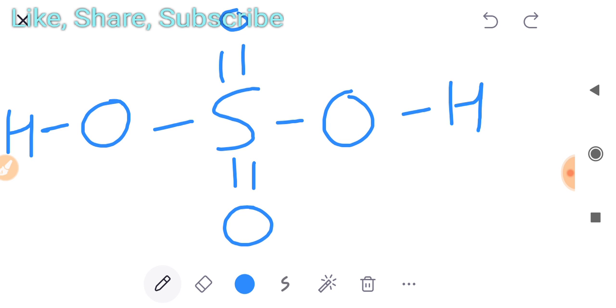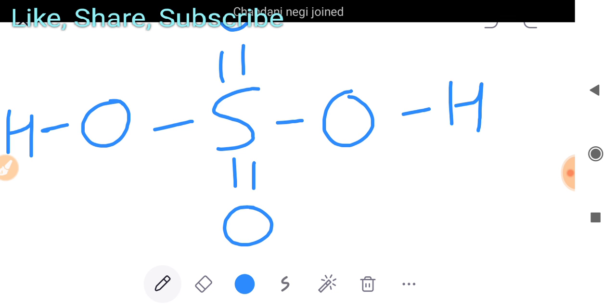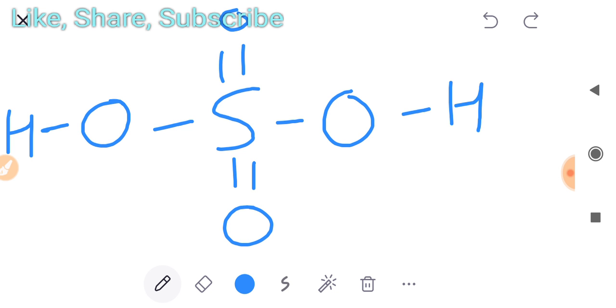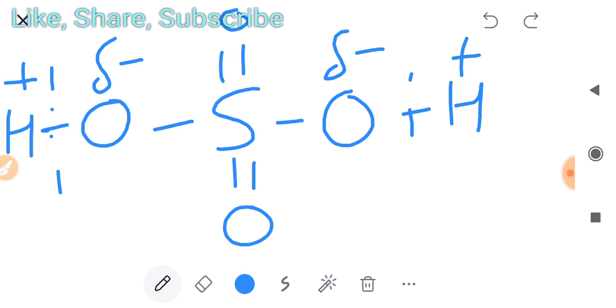Okay, so this is the typical structure of H2SO4. So if you see in this image, as you know, oxygen is more electronegative than hydrogen. Okay, so there will be a repulsion here, so a positive charge becomes on the hydrogen. So this is the particular structure of H2SO4.